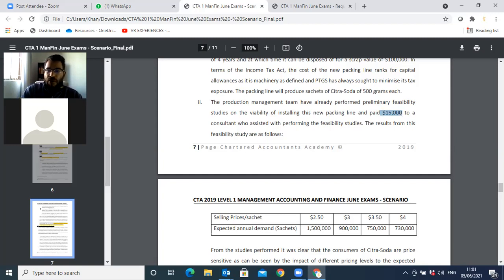Okay, so that is important to take note. That is the reason why sunk cost is not taken into account, because whether you go ahead with the investment or do not go ahead with the investment, the costs have still been incurred. So it has no impact on our decision-making process.